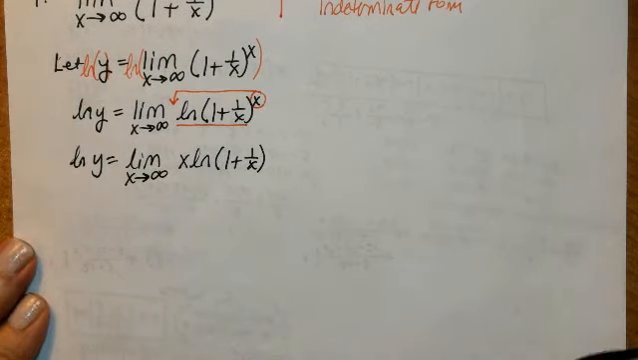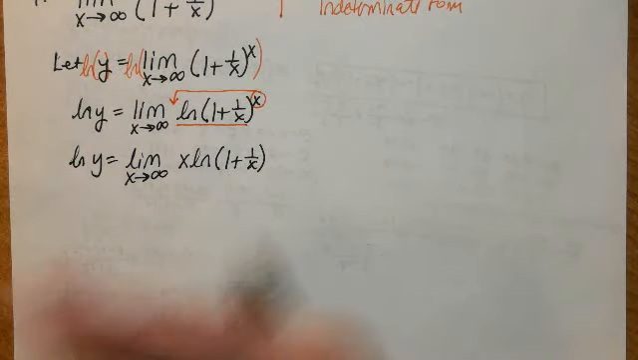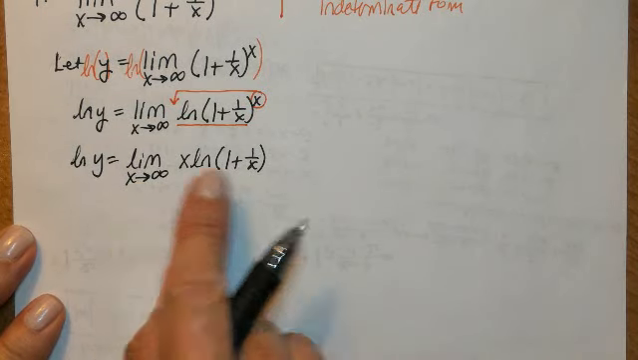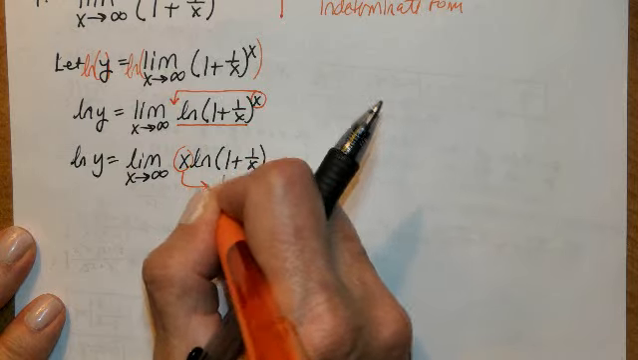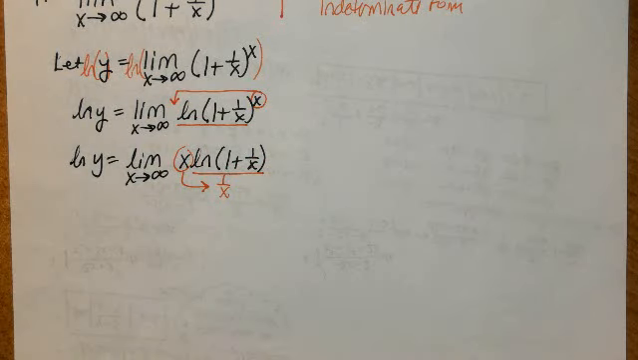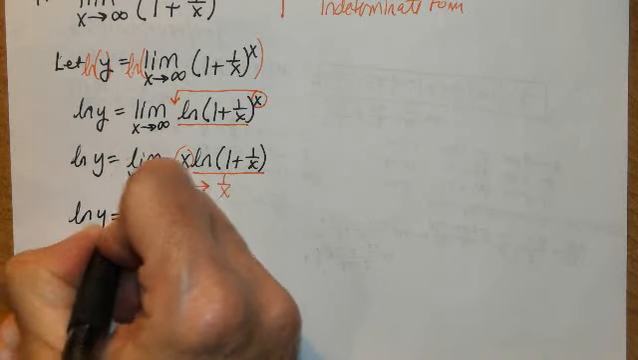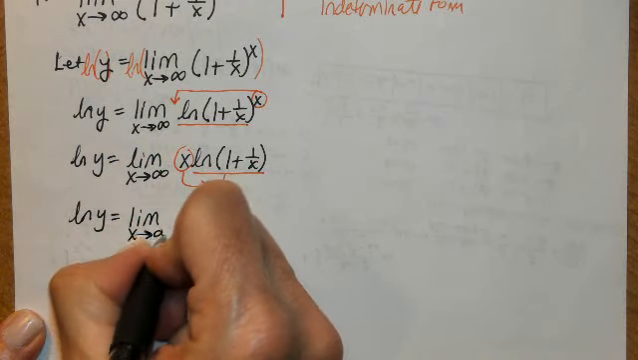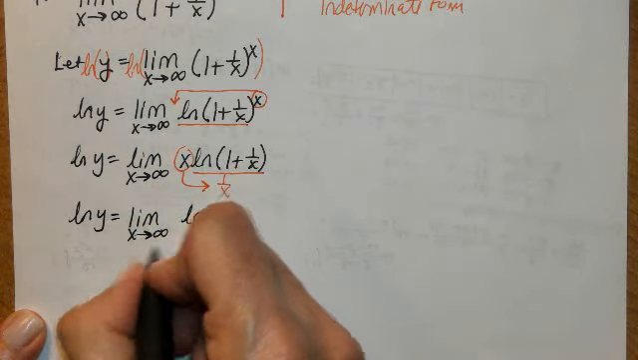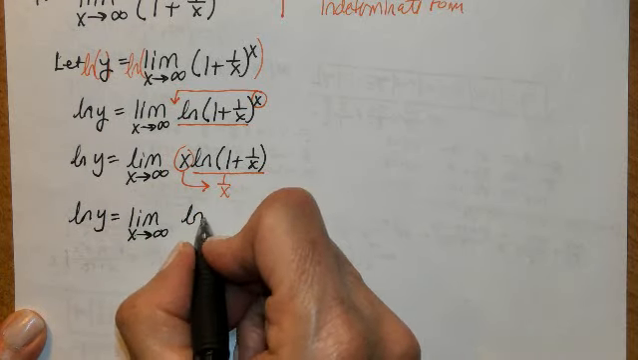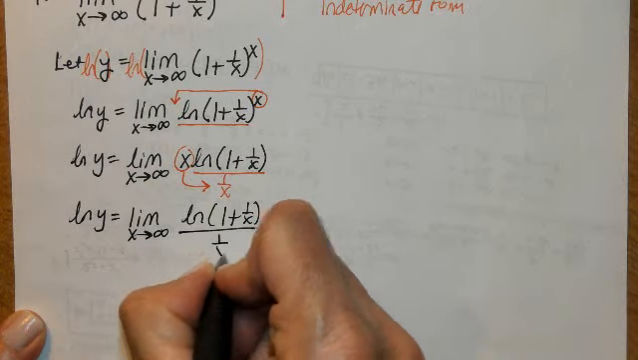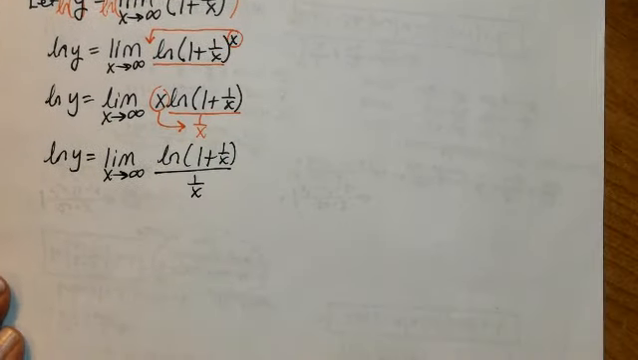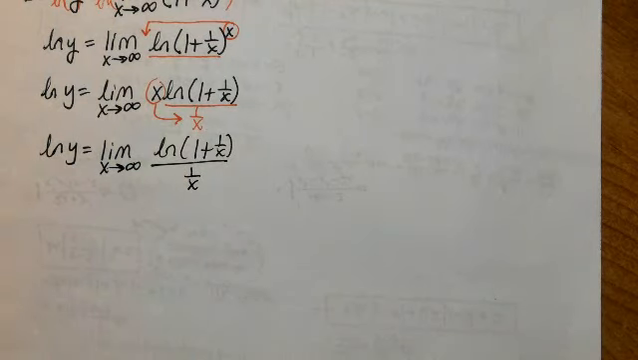I'm almost there, but I still don't have a fraction. I still need a fraction after this limit. I just need to force this x to go to the bottom as a 1 over x. Okay? So I will have the natural log of y is equal to the limit as x approaches infinity of ln of 1 plus 1 over x divided by 1 over x. I finally did the work to get this to be a fraction. Now let's hope that we can apply L'Hopital's.